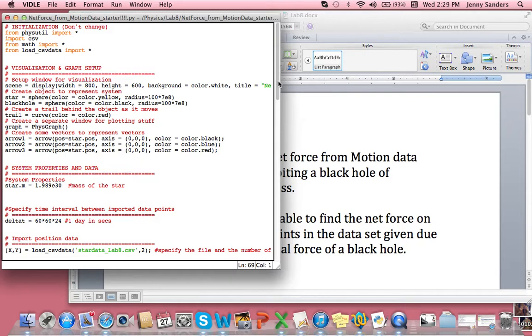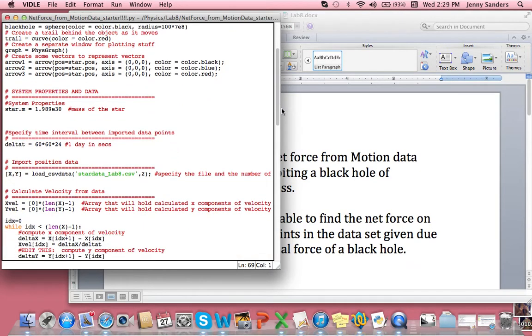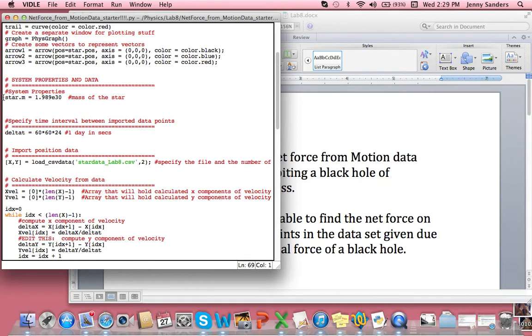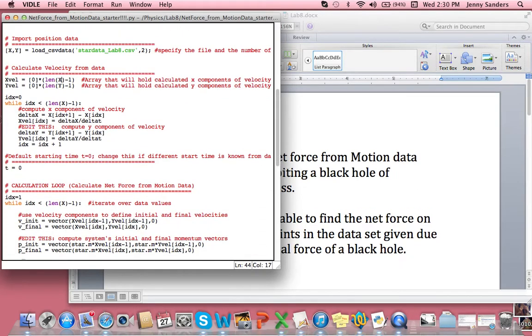So, looking at my code, you can see that the mass of the star is given right here, which we will later use to find the force. The delta T is 1 day in seconds, right here. For each point in the data set, which we include right here, a while loop finds the delta X and delta Y, which are the changes in position.